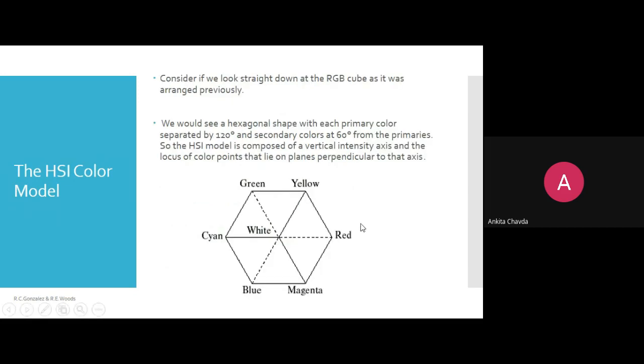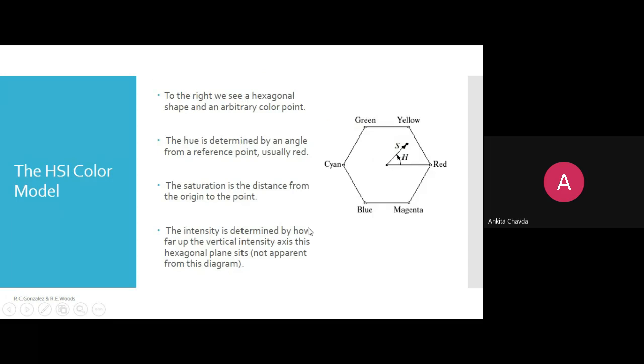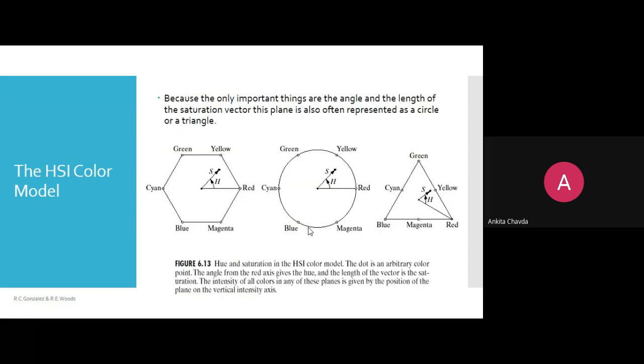All the primary colors are separated at 120 degrees, and from primary to secondary color the distance would be 60 degrees. This is how the colors are located, the primary colors and the secondary colors. Then from here we need to see what actually the HSI color model is and how we can represent it. Whatever we have seen is all about the HSI color model only.